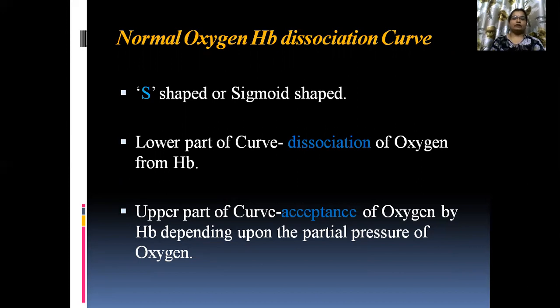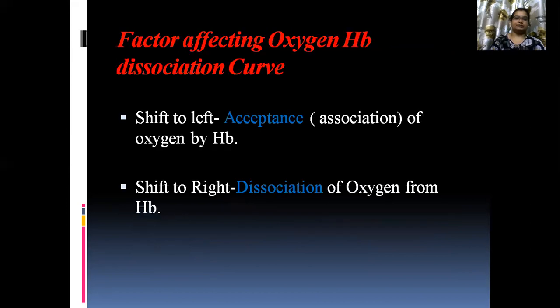The lower part of the curve indicates dissociation of oxygen from hemoglobin, and the upper part of the curve denotes acceptance of oxygen by hemoglobin depending upon the partial pressure of oxygen. Then, factors affecting the oxygen hemoglobin dissociation curve. Shift to left means the curve shifts to left because of acceptance or association of oxygen by hemoglobin. The curve shifts to right because of dissociation of oxygen from hemoglobin.